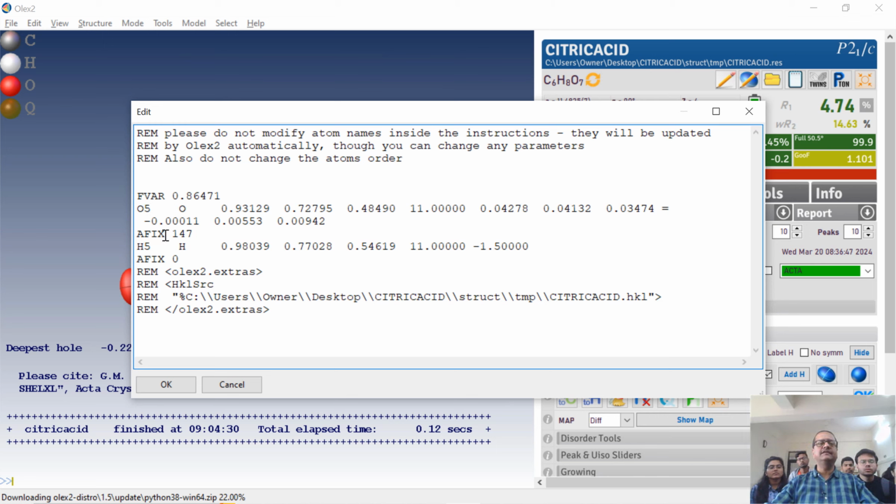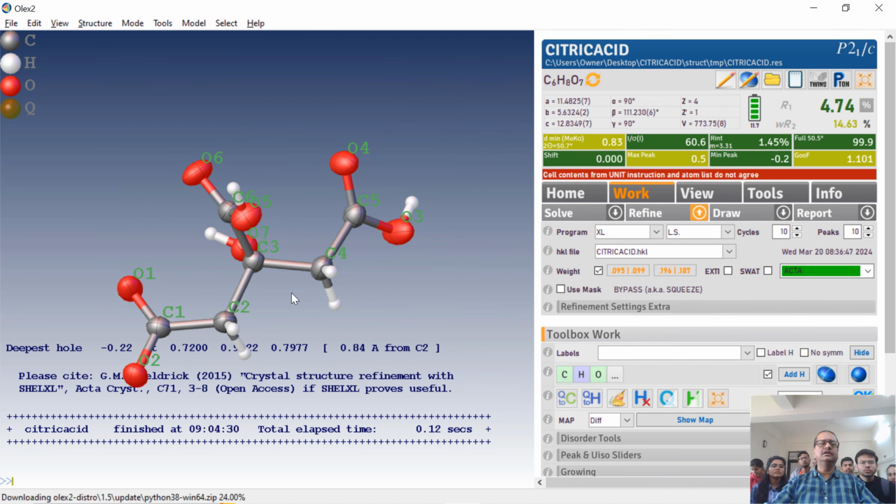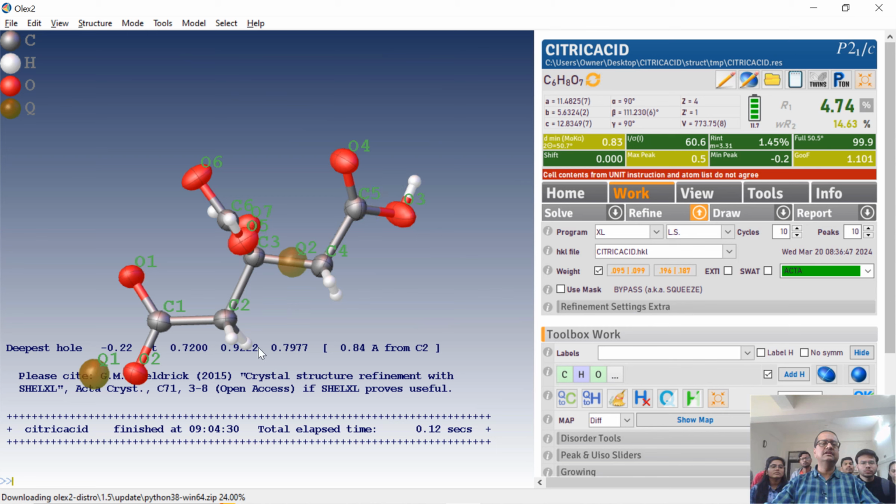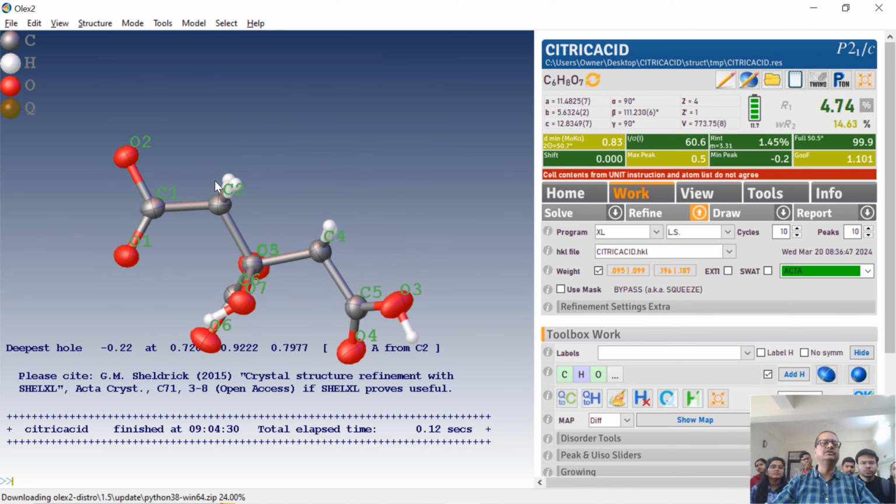So this 147 command is now important. You see, one of those 2 oxygens should have the hydrogen. Which one should have, we don't know. You see, this bond length is 1.238, meaning 1.24, and that bond length is 1.29. So in a carboxylic acid, one is a double bond, one is a single bond, and that hydrogen is connected to the single bonded oxygen. So we know that the second oxygen should have the corresponding hydrogen.